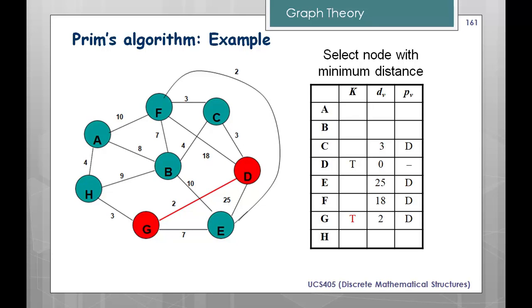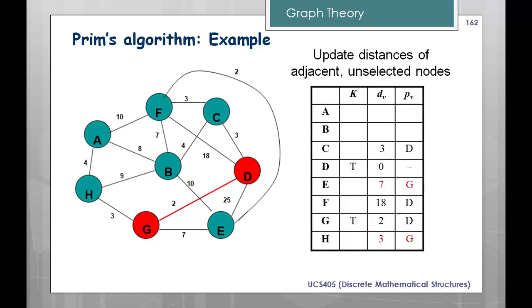So that means this edge gets selected and this node gets selected, right? G node. Now this is true because it has been included, and the distance is 2 through D. Now whichever nodes are adjacent to this node, we will update the weight as well as their previous node in the table. Adjacent to G are D, which is already there, and the unselected nodes H and E. So update the distance of H and E.